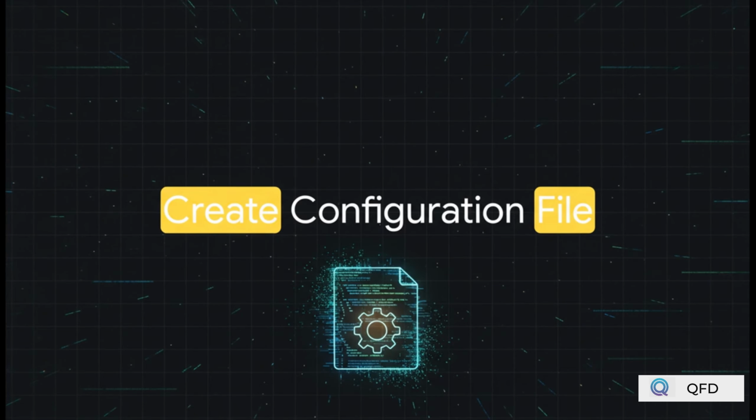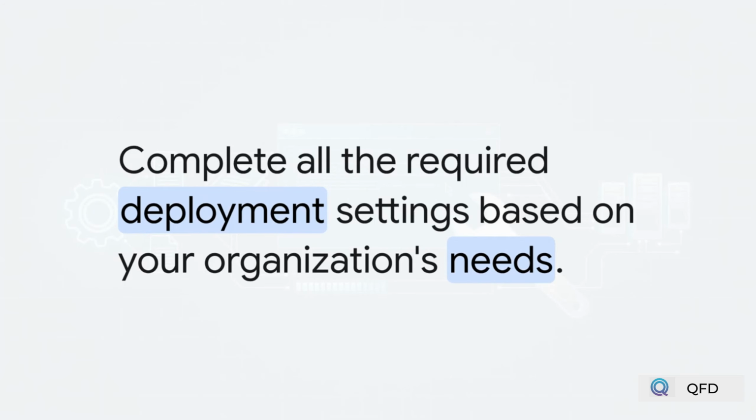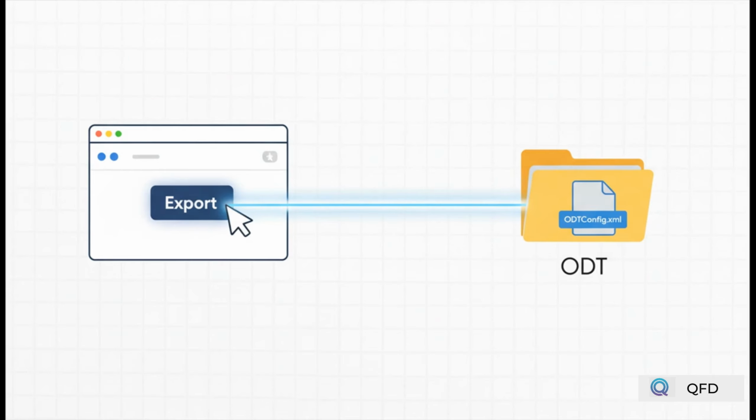Okay, the tool's ready. Now for step 2, which is creating our configuration file. Head over to config.office.com. Microsoft actually has a web tool that makes this part super easy. In here, you'll pick all your settings, like which apps you want, the language, and so on. When you're all set, export the file, and make sure you save it in that ODT folder.